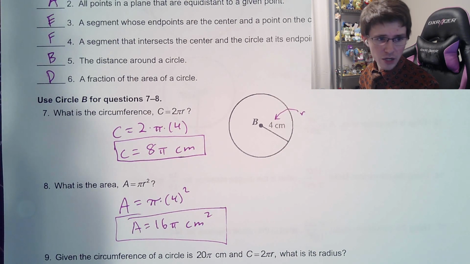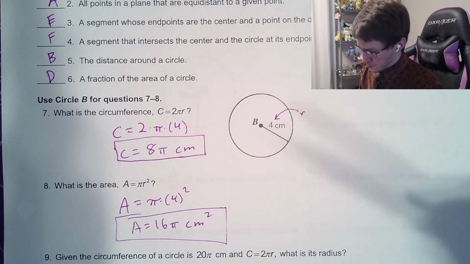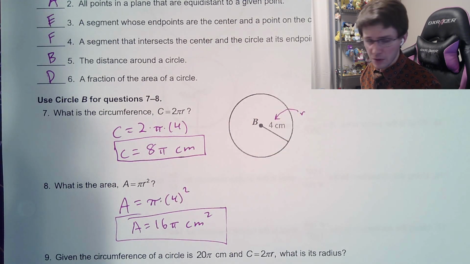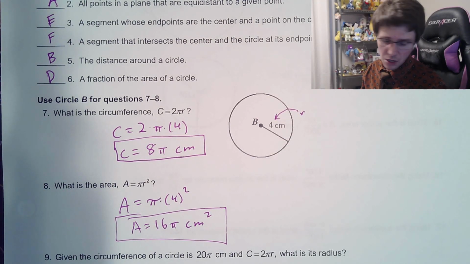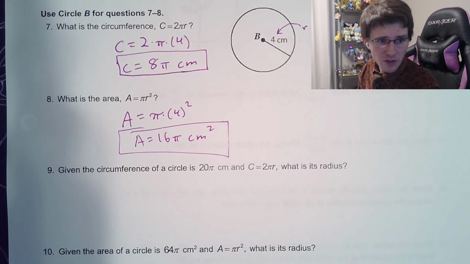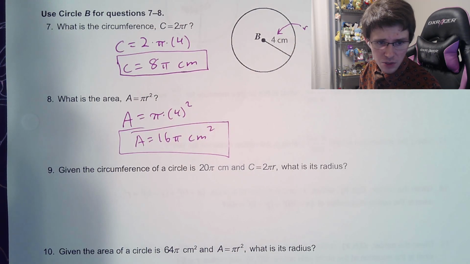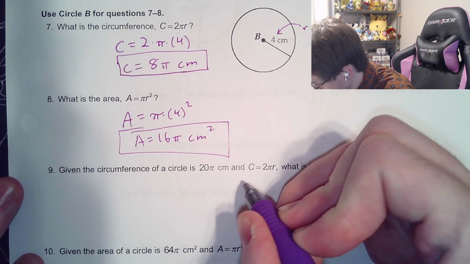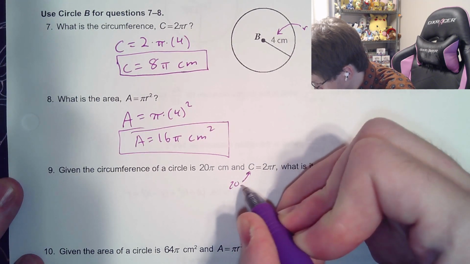So you might as well practice using it, that lengths have regular centimeters, and areas are going to be centimeters squared, and volumes will be centimeters cubed or meters or inches or whatever. All right, given the circumference is 20 pi, and it gives you that formula again. What is the radius? This is our basic filling in. It says that this right here is 20 pi.